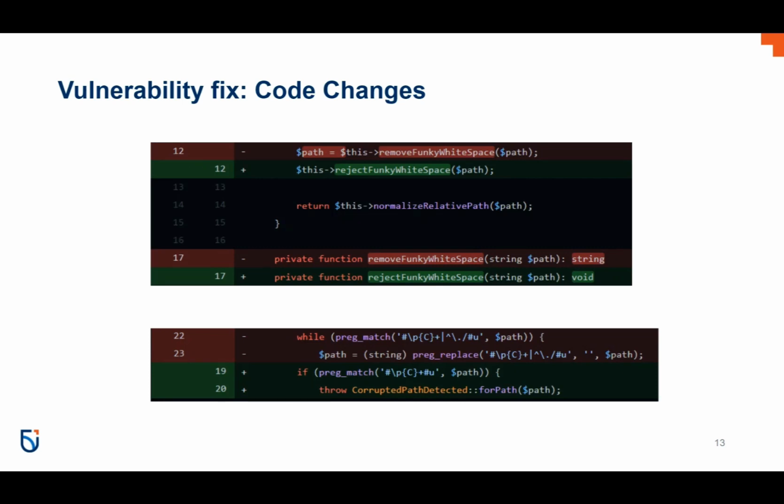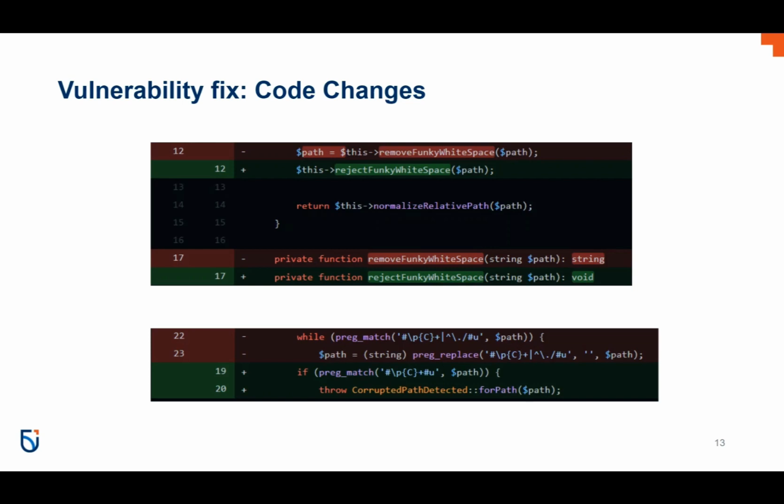In this next slide, we see in red how the code was previously written. We can see that it would replace some of the special characters with white spaces. However, that proved to be insecure. So they replaced it with code that rejects white spaces altogether. And in the code below, we can also see how previously some characters used to be replaced with blank spaces. But in the new code, if it tries to do that, or if it detects an unsupported character within the path name, it will throw the exception instead.